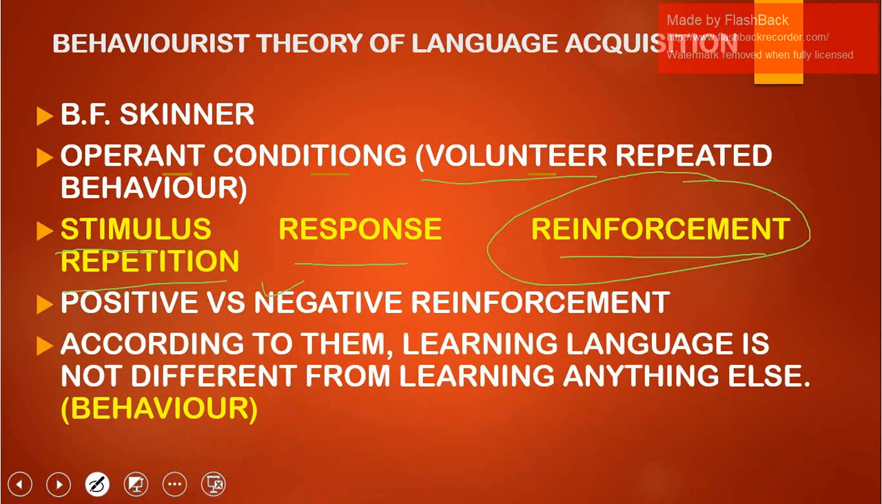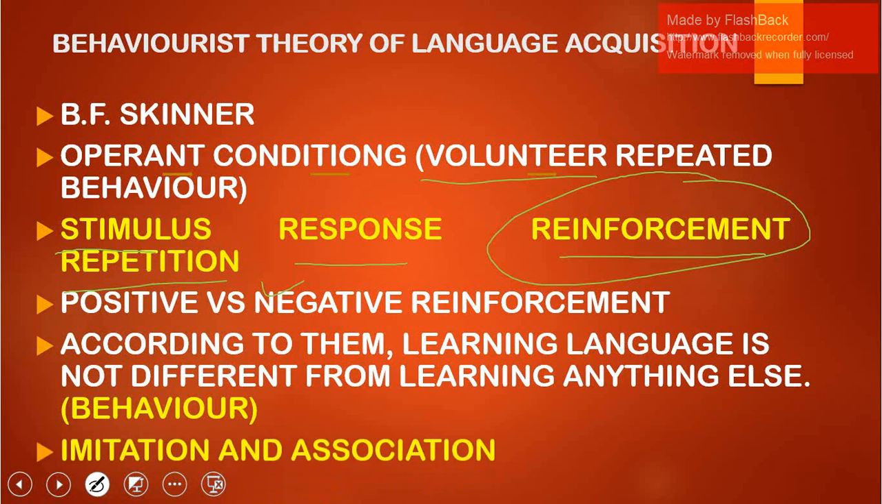According to them, learning language is not different from learning anything else. According to this theory, according to B.F. Skinner and other behaviorists, they think that language is learnt like all other things are learnt in life. And imitation and association is of great significance in this theory, that language is learnt through imitation and association.